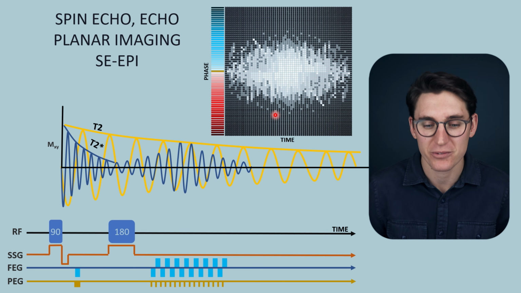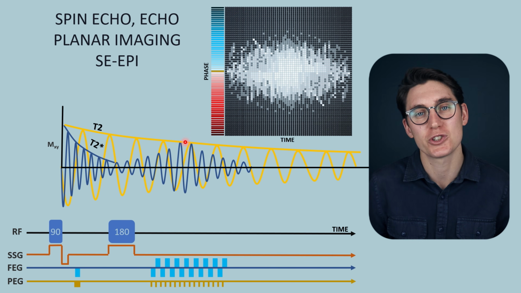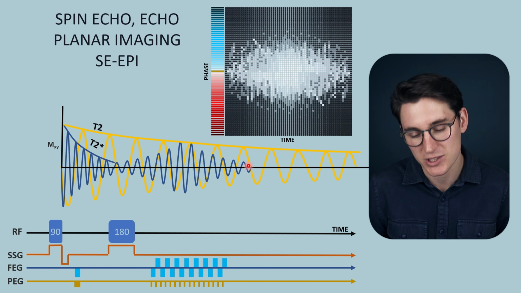How then do we go about filling K-space here? Well, you'll see that initially our signal is going to be weaker, it's going to build to a high signal, and then we're going to lose signal again.